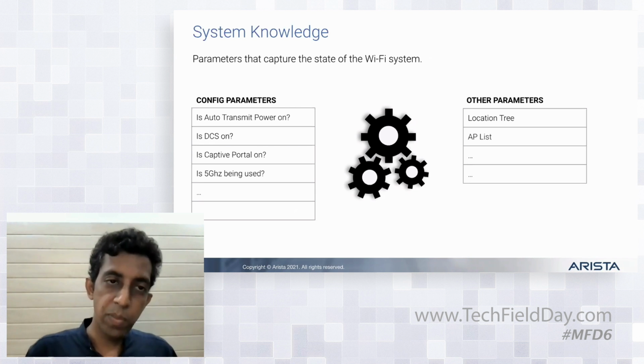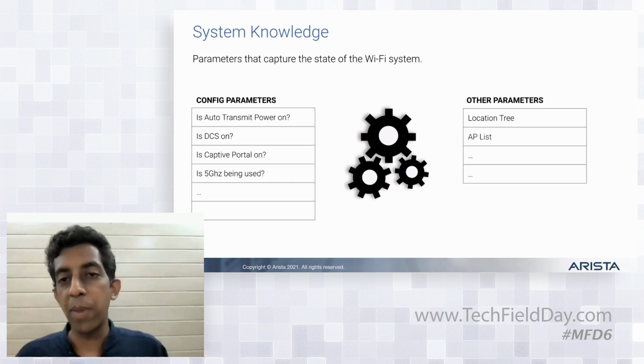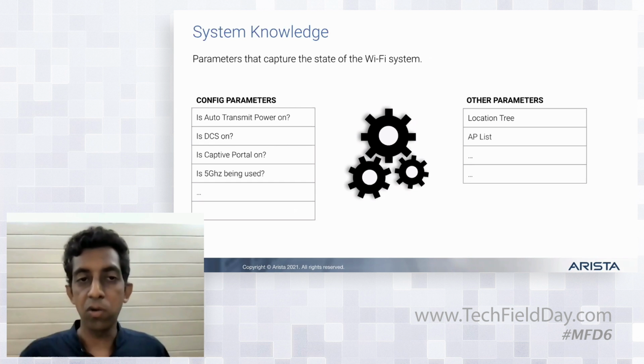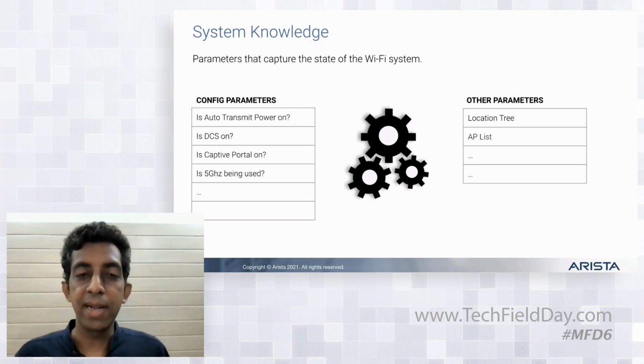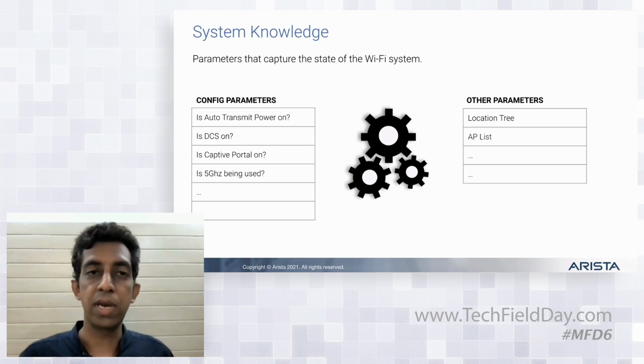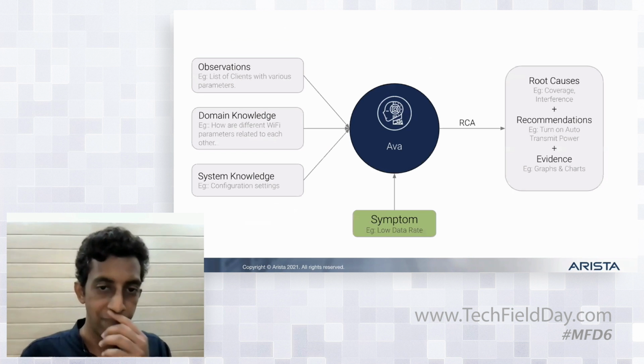So those are the parameters on the network side. There can be other meta parameters, such as how your location tree is configured, and what is your list of APs and what are their properties, right? So you can look at this entire system knowledge to understand what's going on.